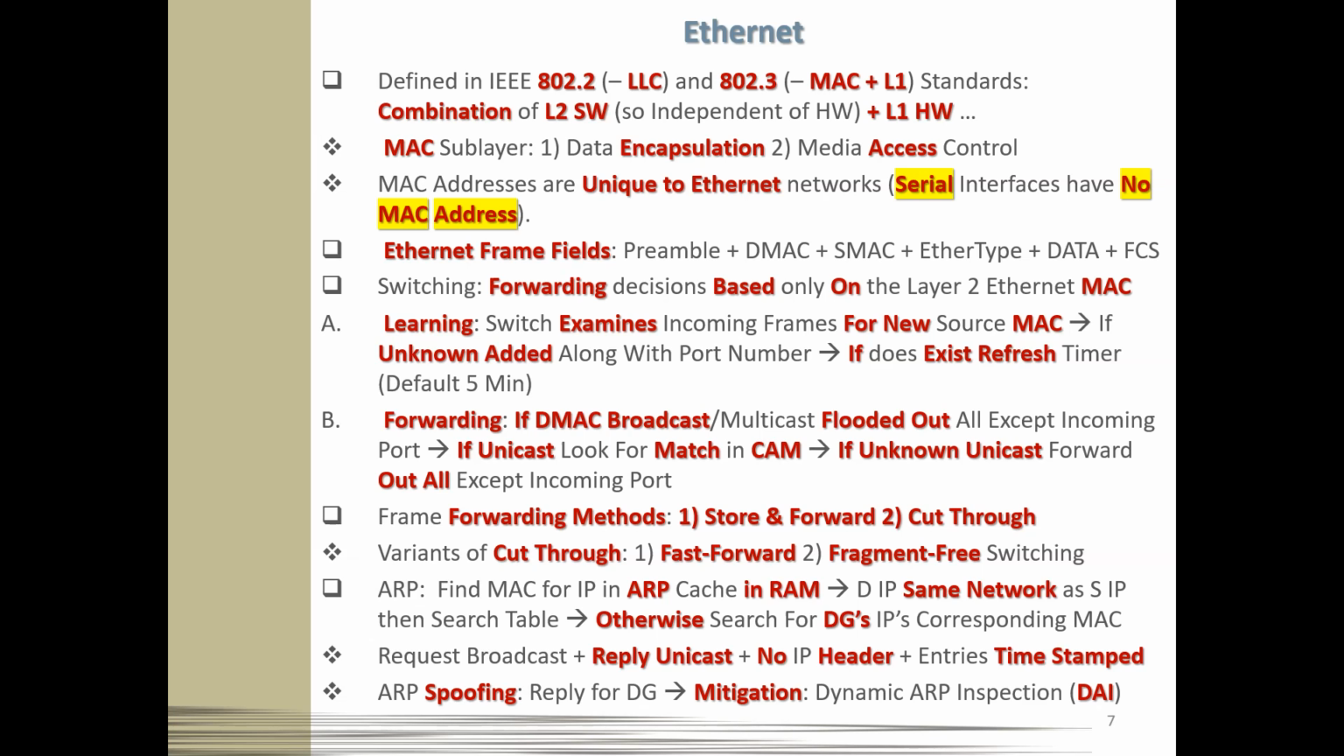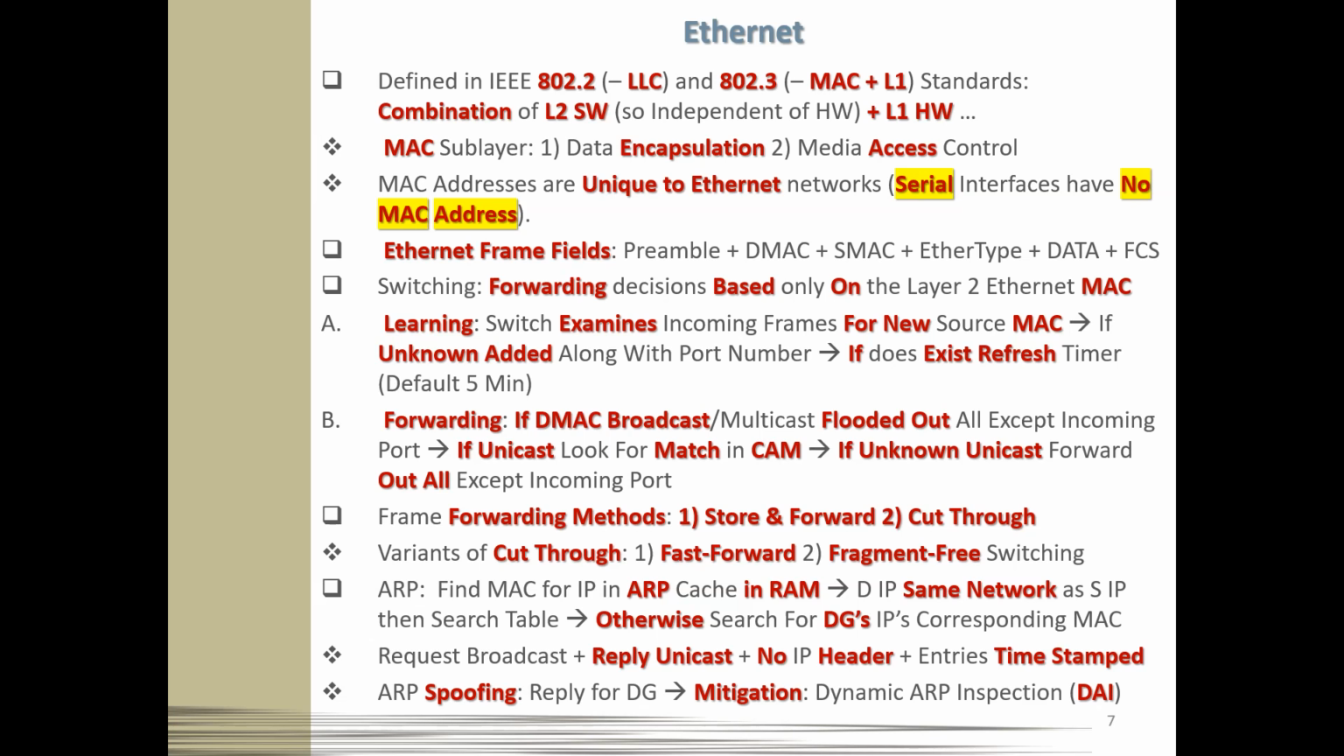Then the next field is the data field. The minimum size for the Ethernet frame is 64 bytes. That means if a small packet is encapsulated, we need to add additional bits to this field. And these additional bits are called a pad. A pad is used in order to increase the size of the frame to meet the minimum size of 64 bytes for an Ethernet frame.